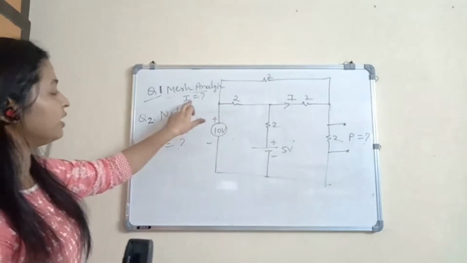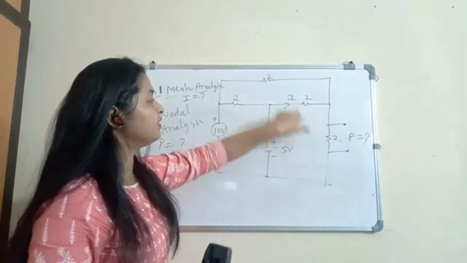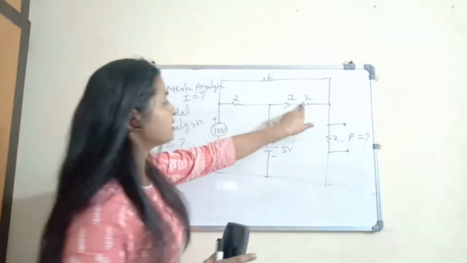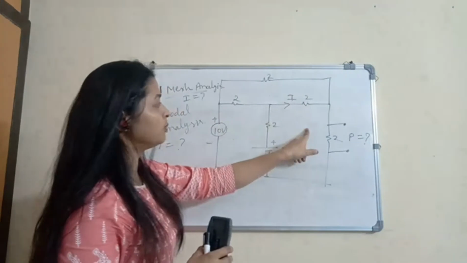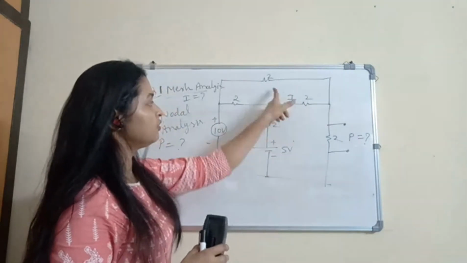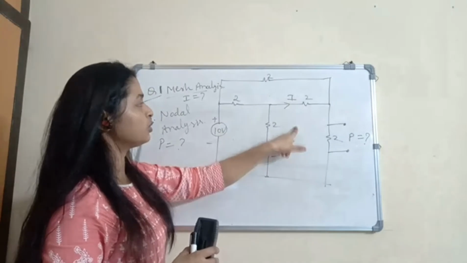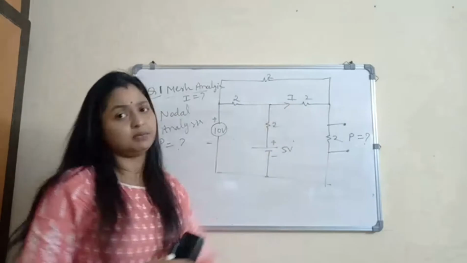And if you get the value of I, you can tell me what is the value of I across this. And remember, this 2 is the common branch of this loop and this loop. Okay, this mesh and this mesh. So you have to calculate the value of current of this mesh and this mesh also. Then the value I comes.